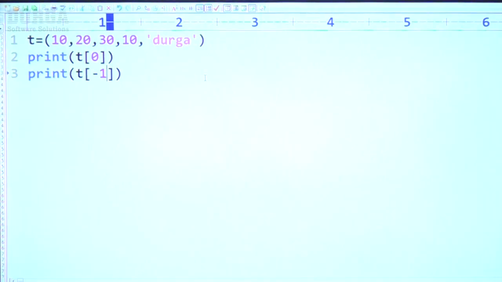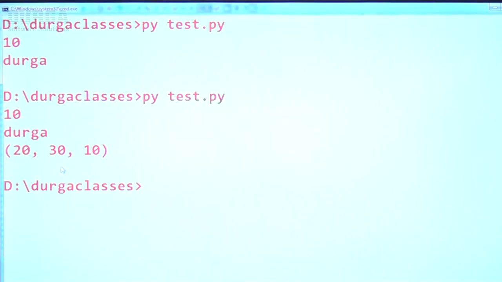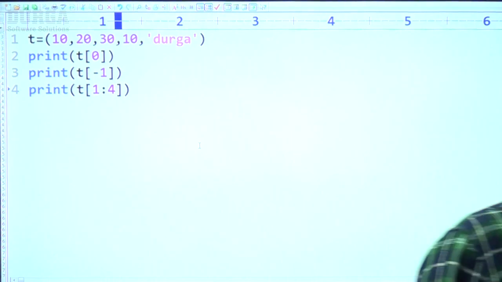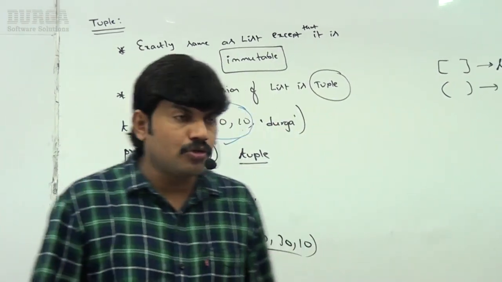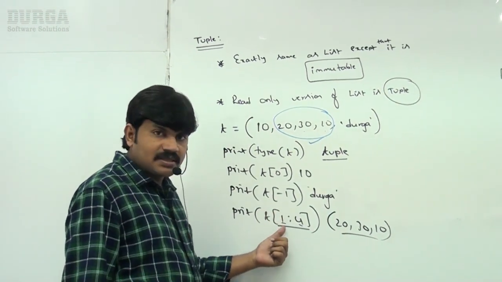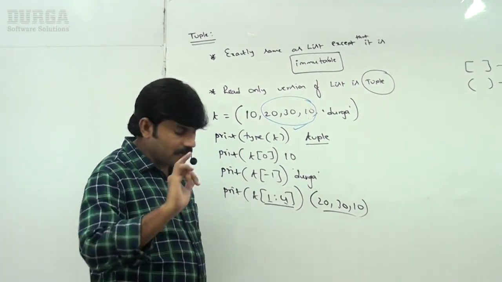So first element is the 10, last element is the Durga, like this we have. Next, print of T of 1 colon 4. What answer we are going to get? 20, 30, 10, like this, right? So what is a tuple? How you can represent a tuple? Next, how you can access elements of the tuple, like index, slicing, all these things are applicable.